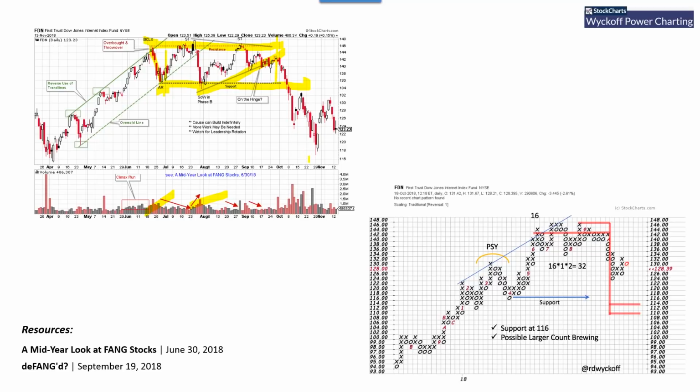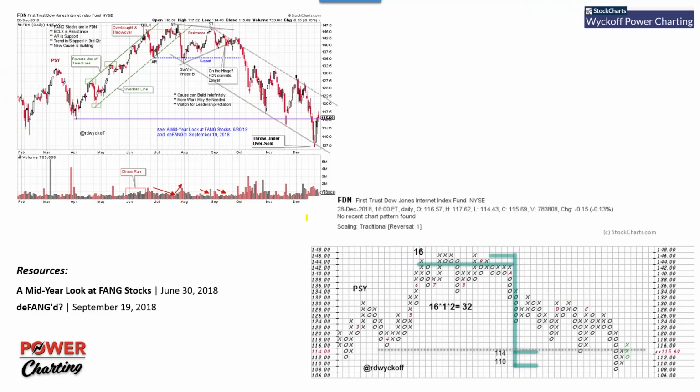In the little bit of time that we have left, let's go back and look at the point and figure. Point and figure here has 16 columns, 16 times 1 times 2 point scaling, 32 points down takes us to 114, 110. So now this is what happened. Same point and figure count, 114, 110, went right to it, went one box below it, and then it turned back up. And actually, the FDN and the FANG stocks have had generally a pretty good rally from here.